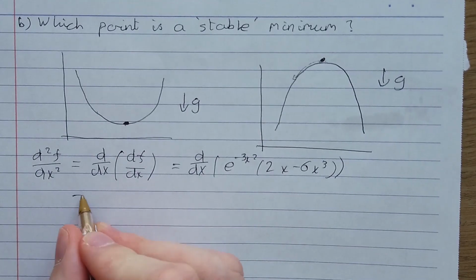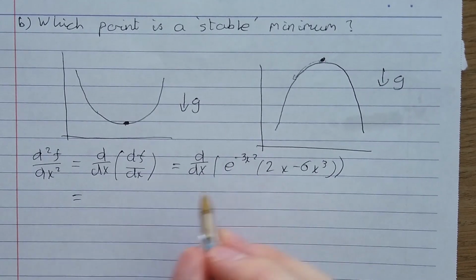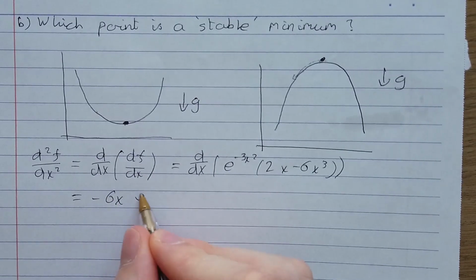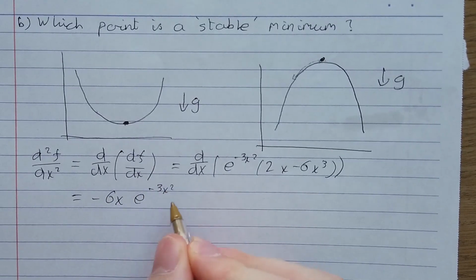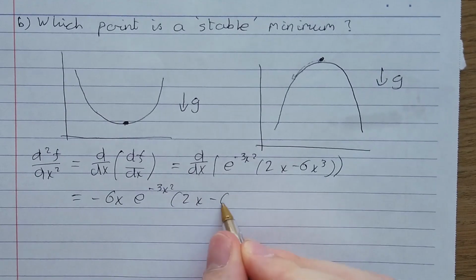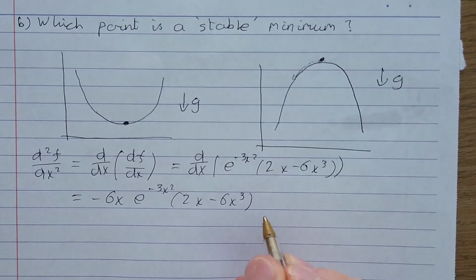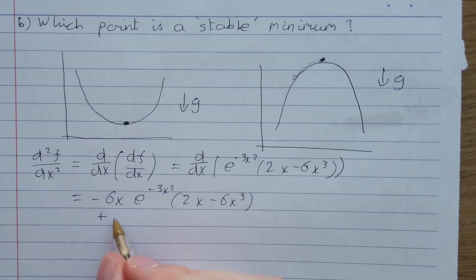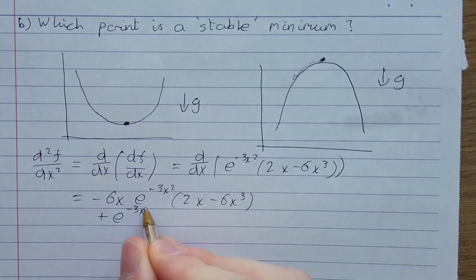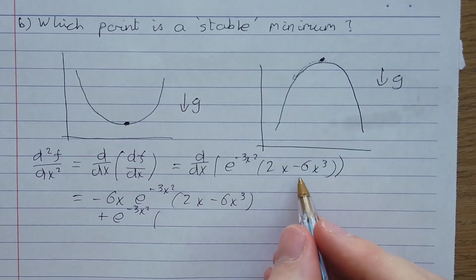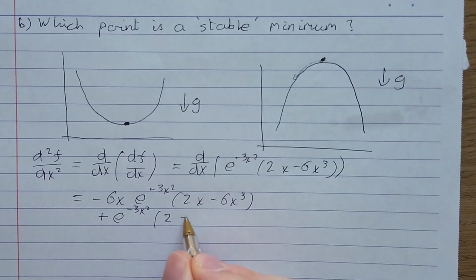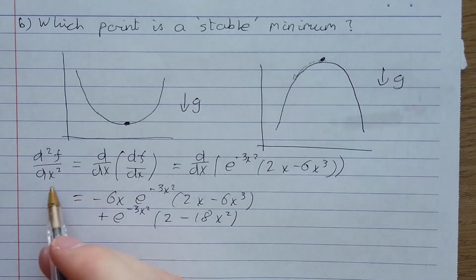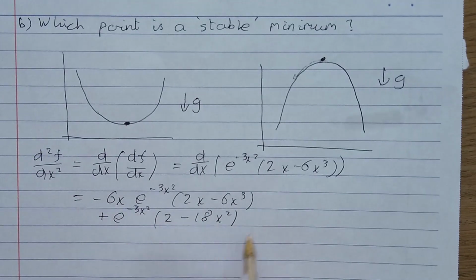So let's do that. We have the derivative of this term, which we said was minus 6x, all times e to the minus 3x squared times 2x minus 6x cubed. That's our first term, just concentrating on this bit. Now we come to the second part. We have this exponential term unchanged, and we concentrate on the term in the brackets. So we get 2 minus 18x squared. And that is our second derivative of f. You can rewrite this if you want.